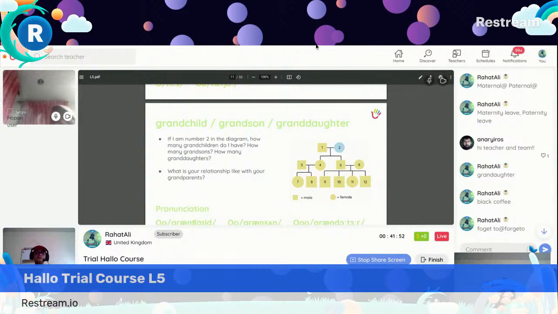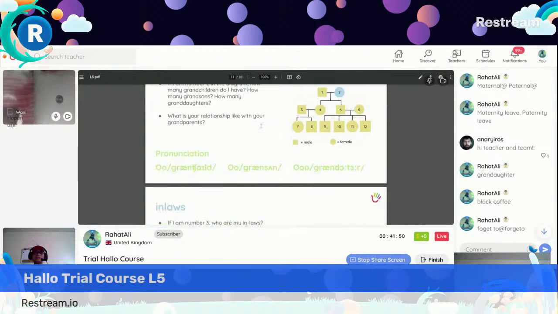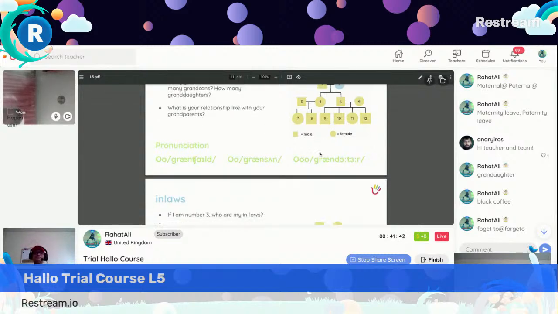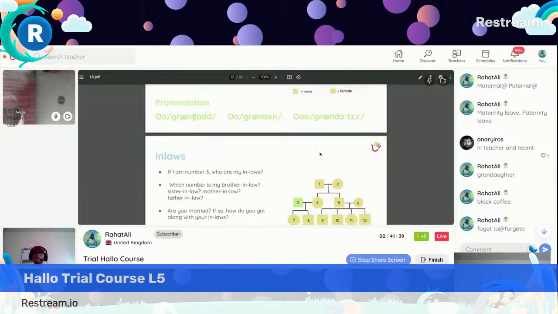Great. Let's go to the next word. So grandchild, grandson, granddaughter. Can you see the IPA? There is no double D. Granddaughter. Yeah, grandfather. Next is in-laws.